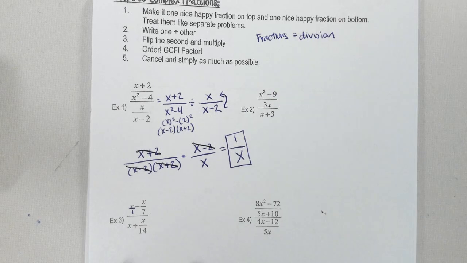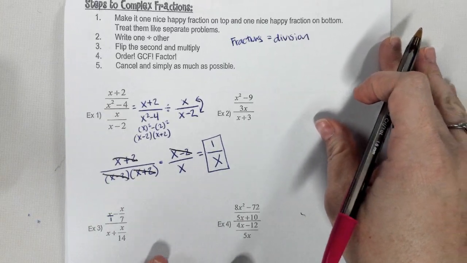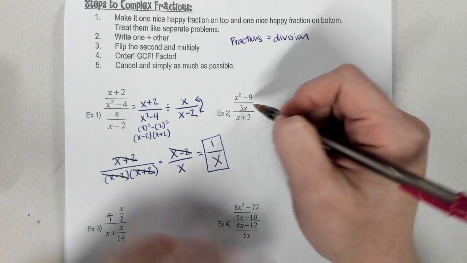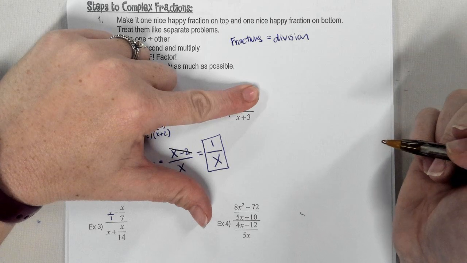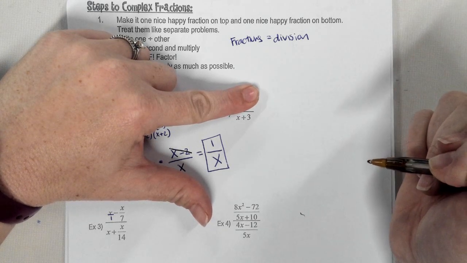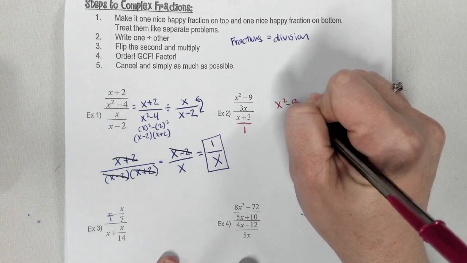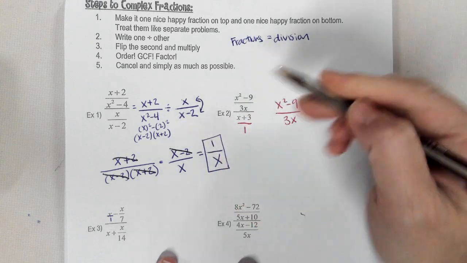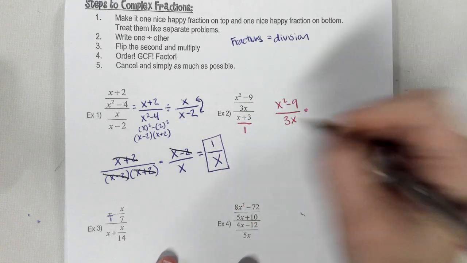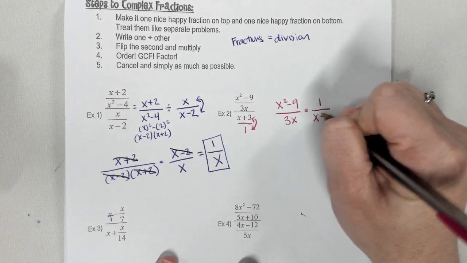Okay, number 2, we're not going to go all the way through it. I just want to have a conversation because it's a simpler one and it's almost exactly like number 1. So I want you to realize we have a single fraction on top, but do we have a fraction on the bottom? So what do we do to make it a fraction? Over 1. So when I set this up, I have x squared minus 9 over 3x. Now, I don't have to write it as division. I can flip it to multiplication right away and just put the reciprocal right away. So 1 over x plus 3.